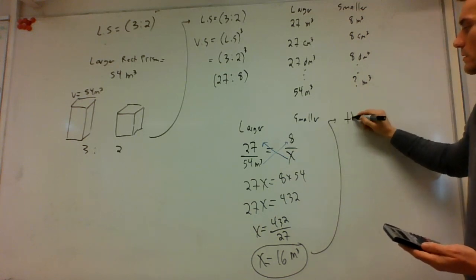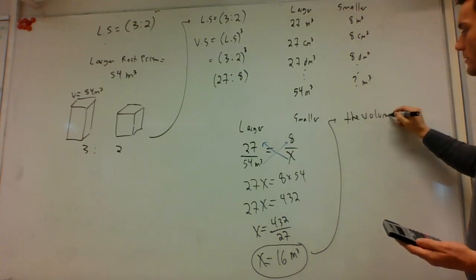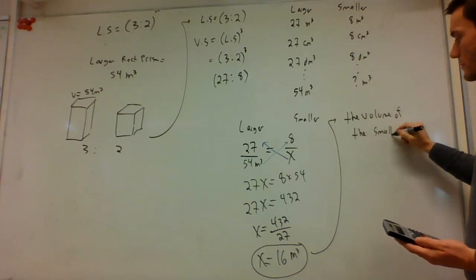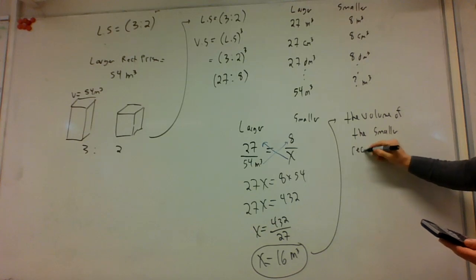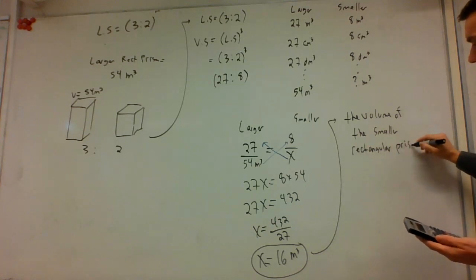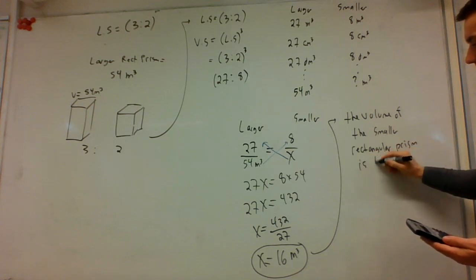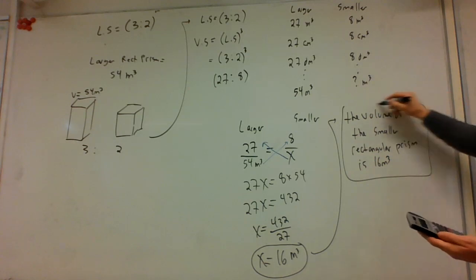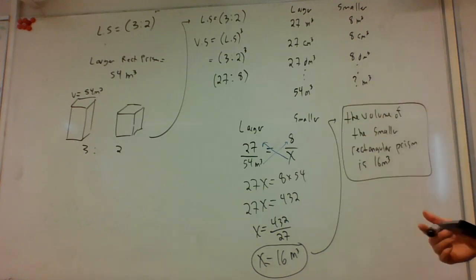So the volume of the smaller rectangular prism is 16 meters cubed.